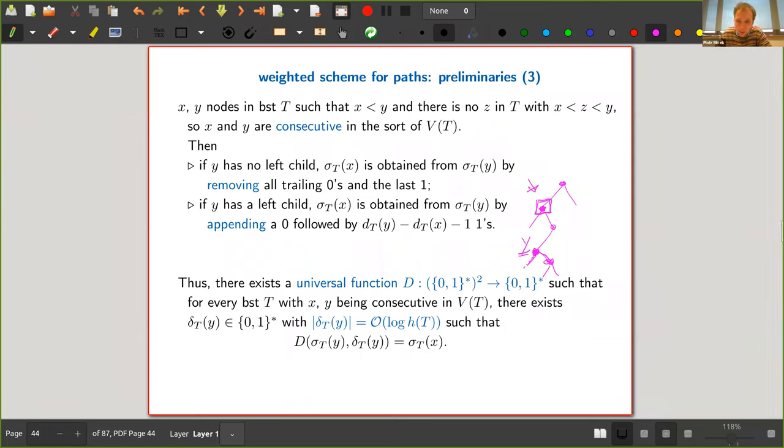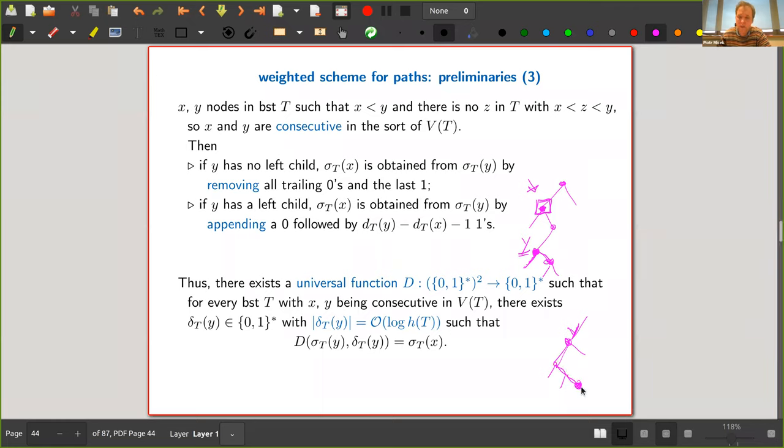And in the case when Y has a left child, let's draw it here. So Y has a left child. Where is the first value less than Y? We go to the left subtree and then we go maximally to the right.